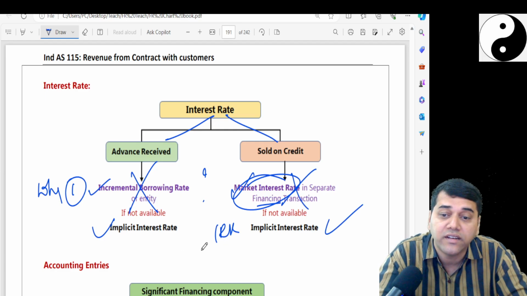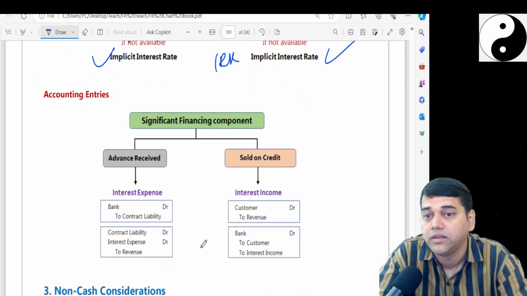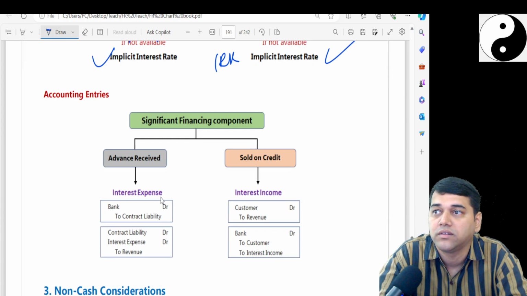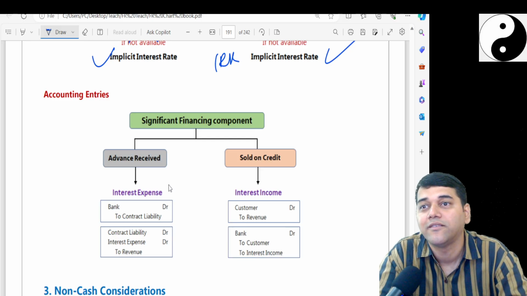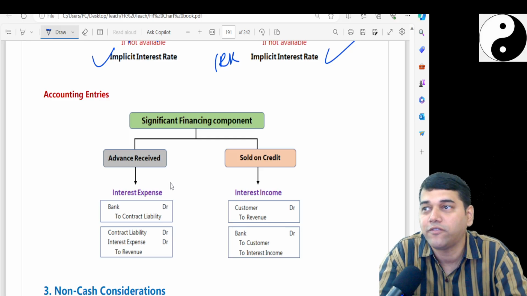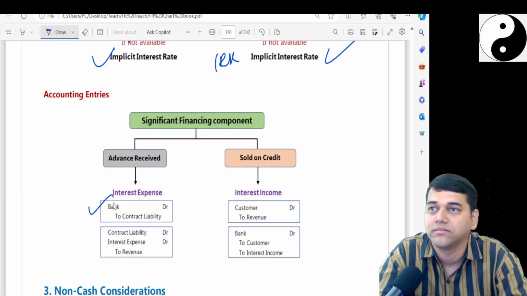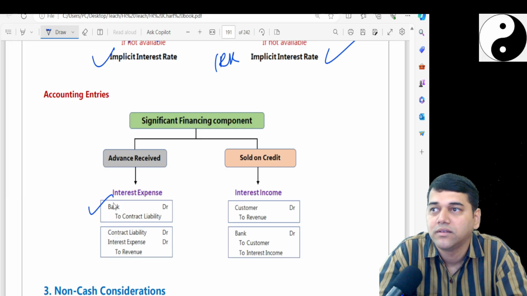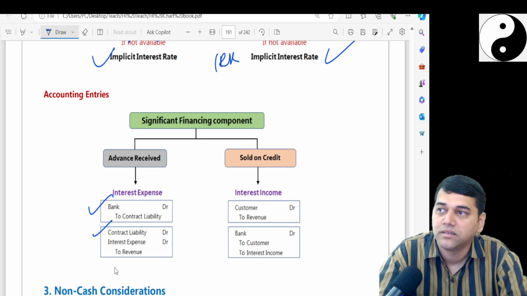So what accounting entries are going to come if there is a significant financing component? If I have received an advance from the customer, what is my accounting entry? Bank to contract liability. You didn't deliver. And on the day you deliver, you debit the contract liability, debit the interest expense, and credit the revenue.